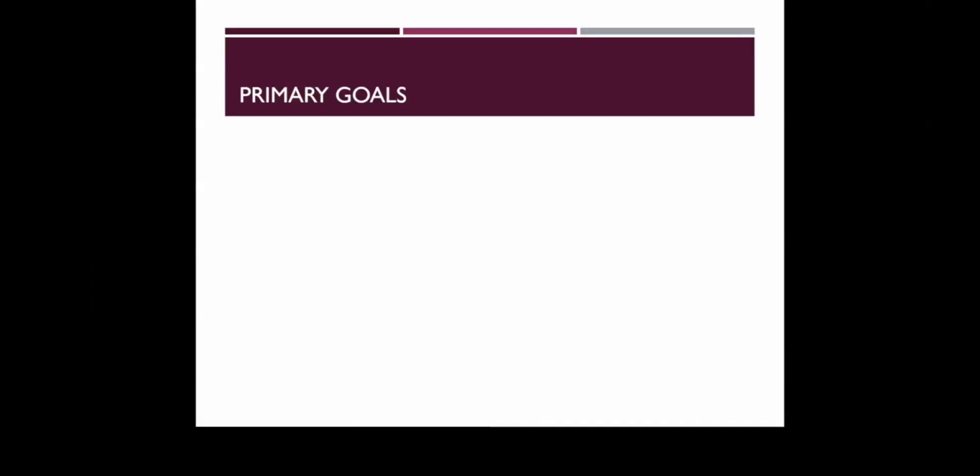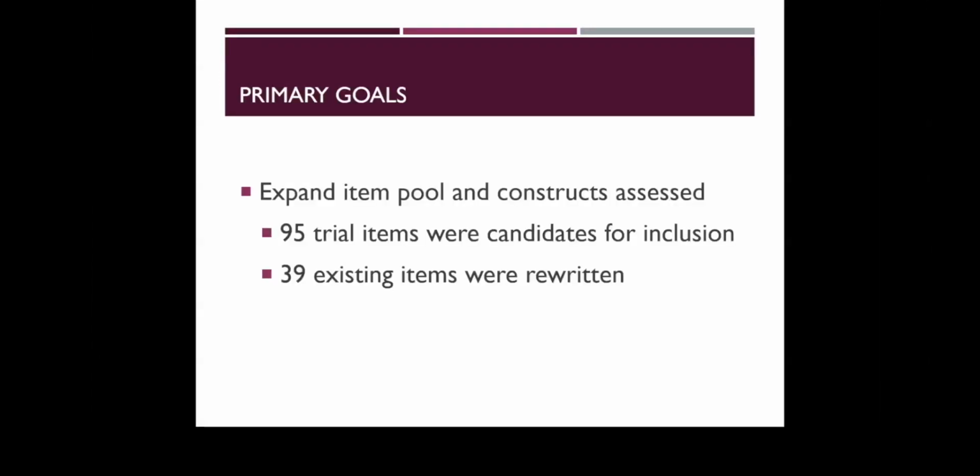Yes, the new MMPI. So what were their goals? Well, a big one was getting these new items. They introduced somewhere around 130 items, either by existing items that were completely rewritten or by introducing about 95 new trial items that were candidates for inclusion, and to focus on new constructs as well, which we'll see when we look at it. And then, of course, to update the norms, which were in bad need of being updated.